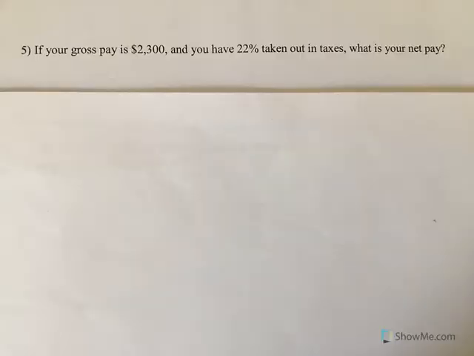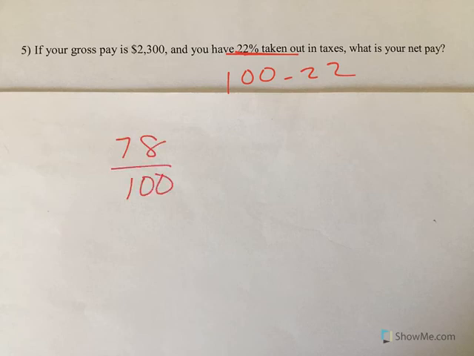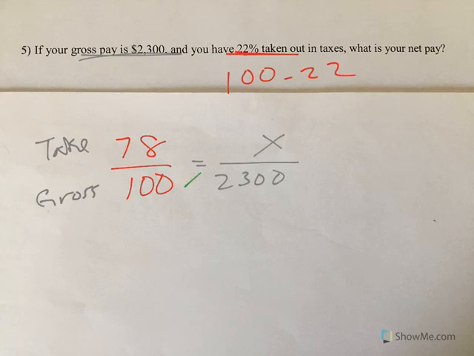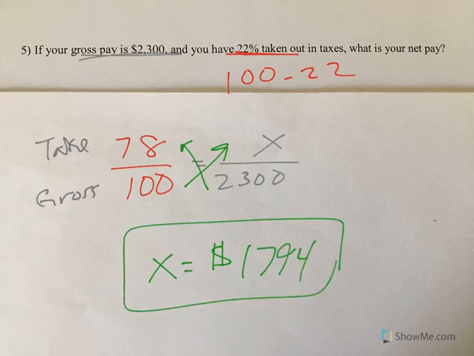And number 5. If your gross pay is $2,300 and you have 22% taken out in taxes, what's your net pay? Okay, 22 taken out. We've got to take that away from 100. So that gives me 78 over 100. So this is my take home or my net pay, and this is my gross. They tell me my gross is $2,300. So if I cross multiply, my take home pay is $1,794.